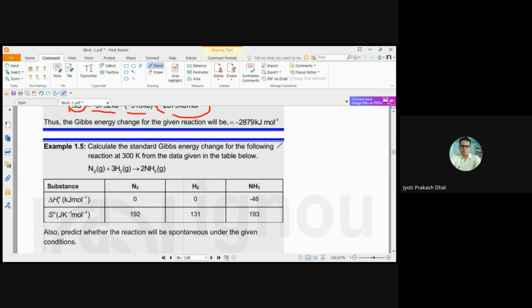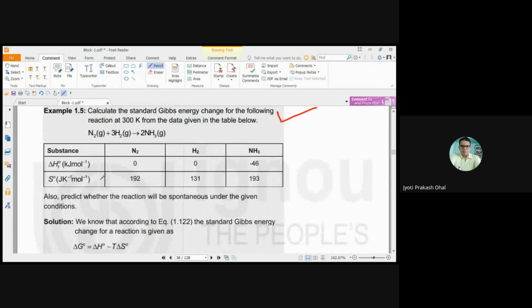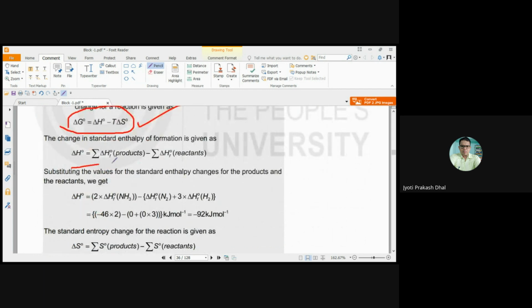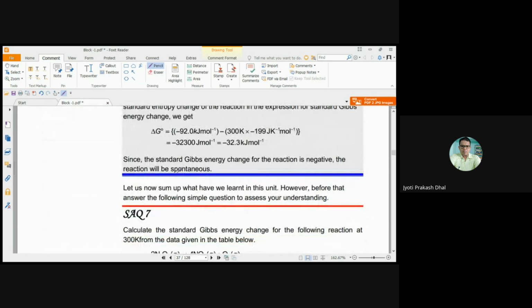So here it is given another question. Here enthalpy of formation and entropy of formation are given, and in this question the Gibbs energy of formation of any substance is not given, but we can find out the change in Gibbs energy, that is del G naught equals del H naught minus T del S. So using this equation we can find the final value, that is del G naught can be calculated.